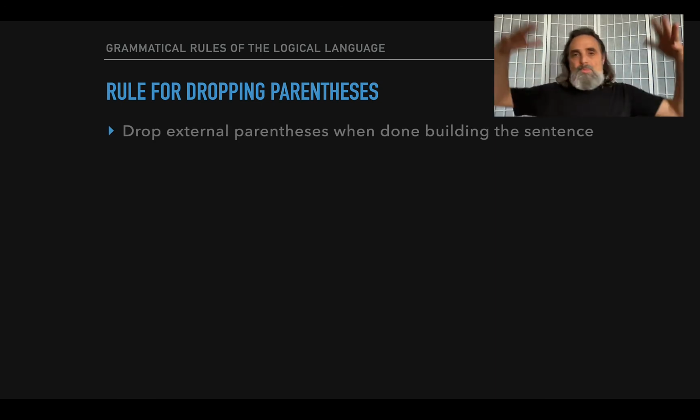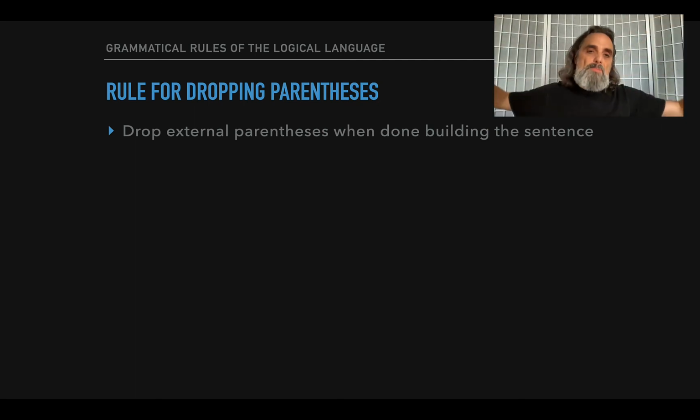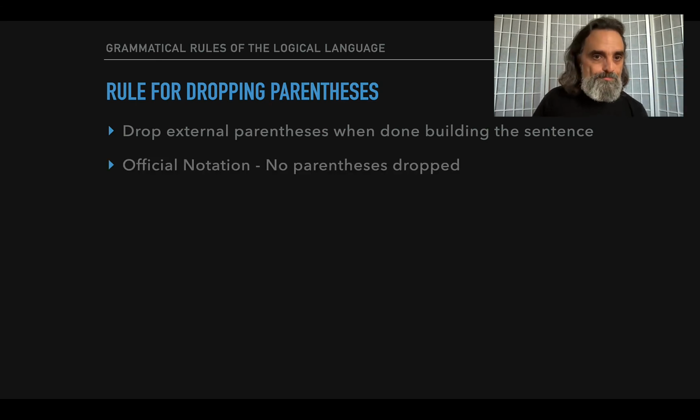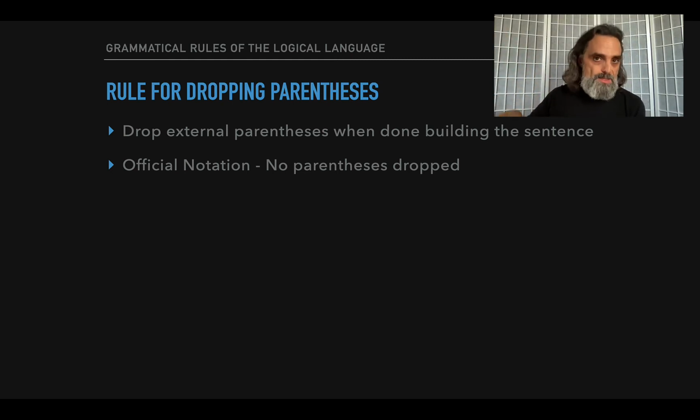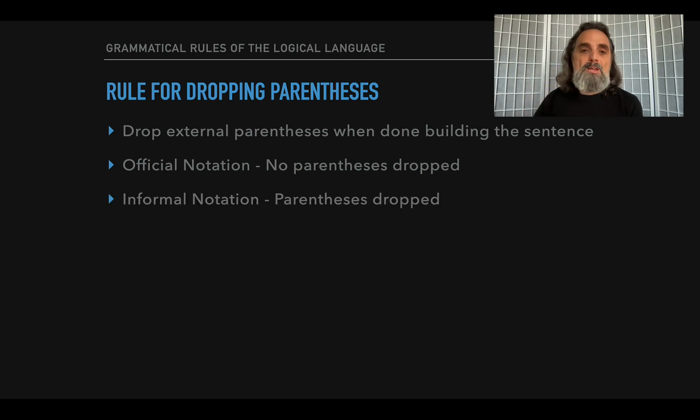When you have built up a sentence, and when you're totally done building it, then if it has parentheses around it, as it's going to for right now, you can drop them. Drop the external pair of parentheses. Only the external pair, but you can drop those. So if you build a sentence up and don't drop the parentheses, that's official notation. So that's parenthesis, P arrow Q, parenthesis. But if you drop the parentheses, then it's in informal notation.